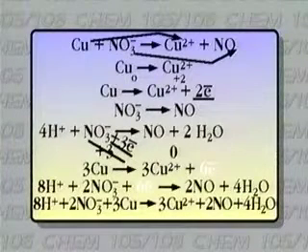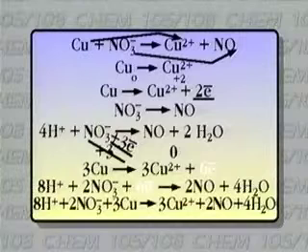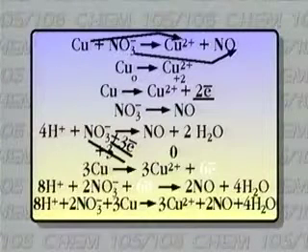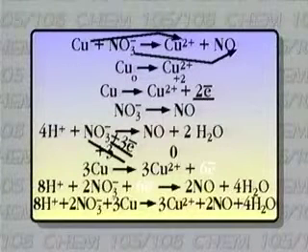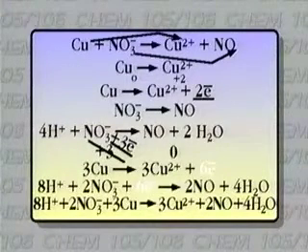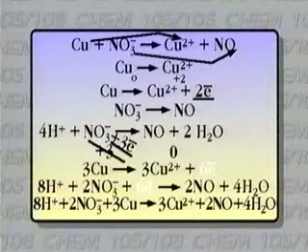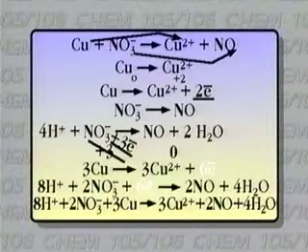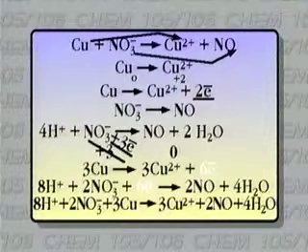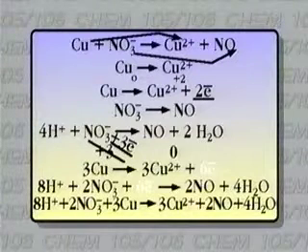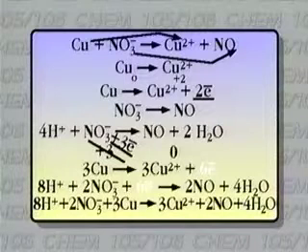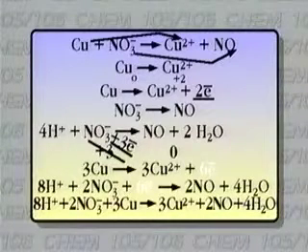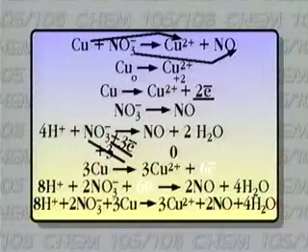Do it that way. 2 NOs plus 4 H2O. Now again, the equation should be balanced in terms of atoms and charge. If we look at atoms quickly, 8 hydrogens, 4 times 2, 8 hydrogens. 2 nitrogens, 2 nitrogens. 6 oxygens. There's 4 there and 2 here, so that's balanced.